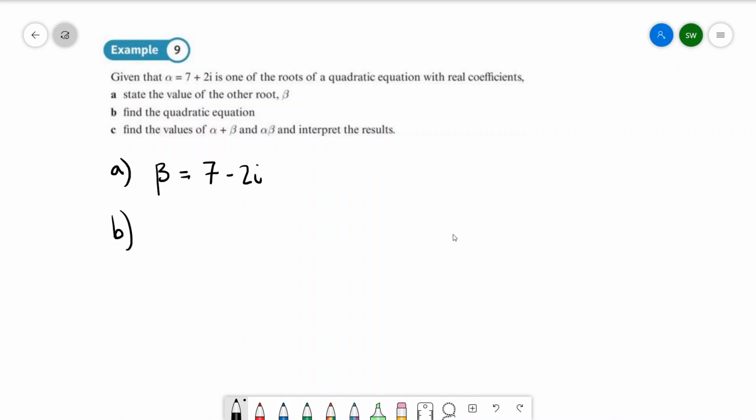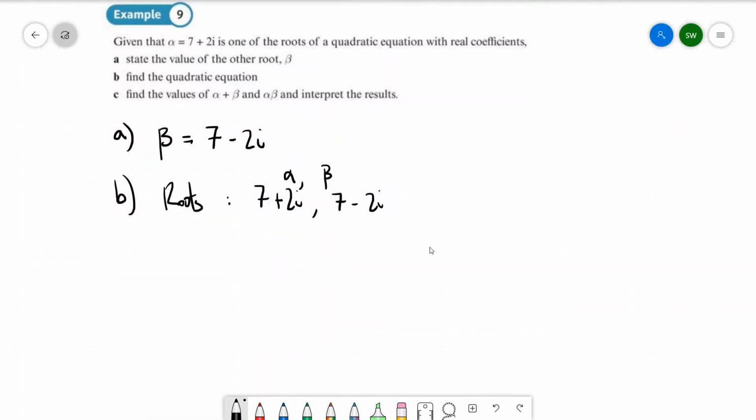For part B, we're asked to find the quadratic equation. We know that we've got these two roots. These two roots are 7 plus 2i and 7 minus 2i, or alpha and beta. Because we know the roots of the equation, we know what two of the factors are. We know that z minus alpha and z minus beta are factors.